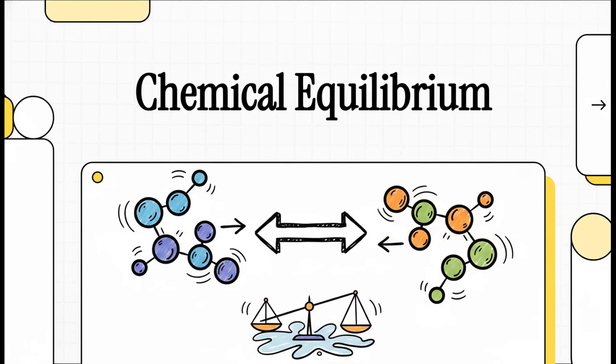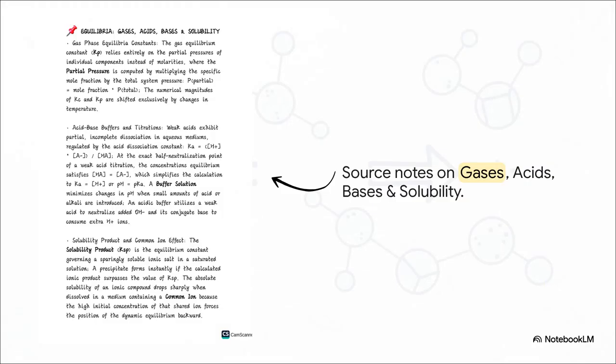Welcome to this explainer. Today we're unpacking nature's ultimate continuous balancing act, chemical equilibrium. A lot of people think equilibrium is just this static stopping point where everything freezes and nothing happens. But actually, it's a highly dynamic, constant state of microscopic adjustment that's happening right behind the scenes of literally almost everything around us. Okay, let's dive into this.